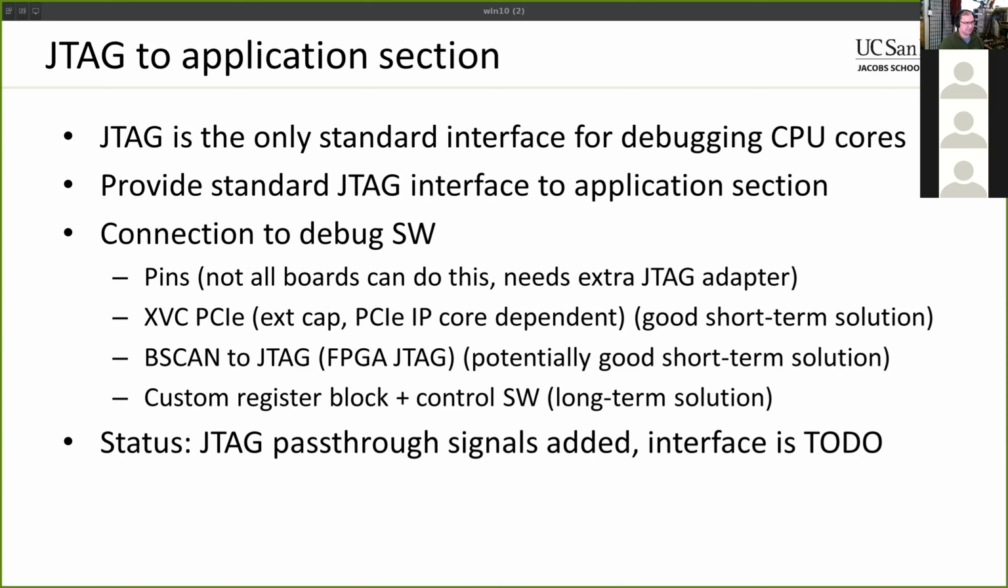Another potential idea is BSCAN to JTAG. So the idea is to bridge the FPGA's own JTAG chain to this internal chain. This could also be potentially a good short-term solution because it's pretty simple to implement.